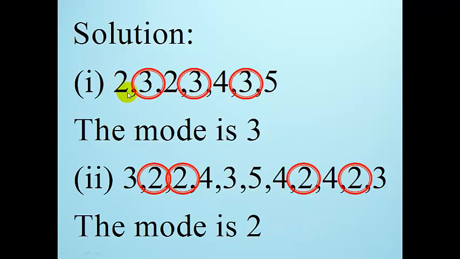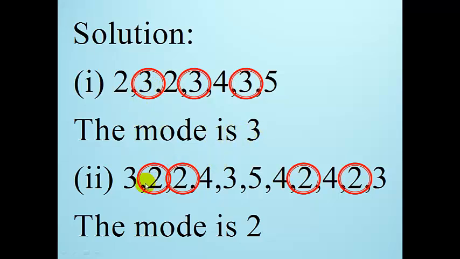These were the numbers given: 2, 3, 2, 3, 4, 3, 5. Now when you look at the numbers given, you can see that it is the 3 that occurs most. The 3 occurs frequently. So we have 3, 3, 3. That's the 3 occurs 3 times. So the number that occurs most is our mode. That means that the mode is 3.